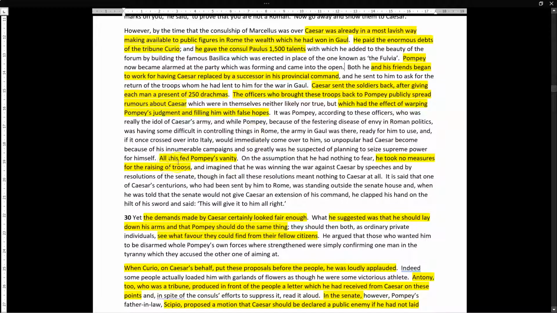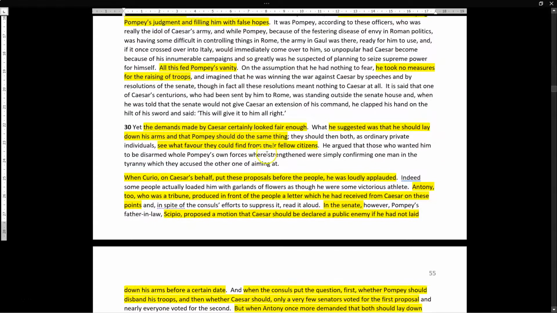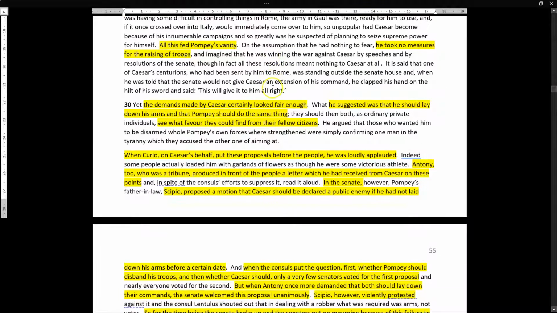So as a result of that, all this fed Pompey's vanity. He took no measures for the raising of troops. So in here are the rumours if you want to read it for yourself. I haven't bothered highlighting it. And he basically thinks that he can just give some speeches and win, and then that'll be the end of it. Fine.